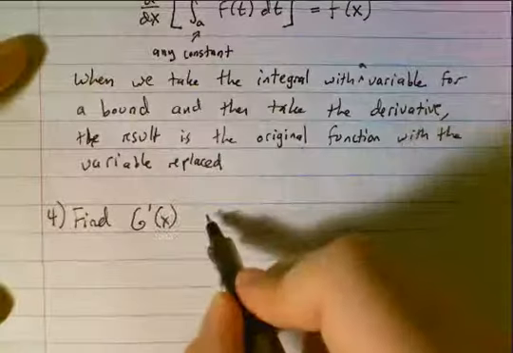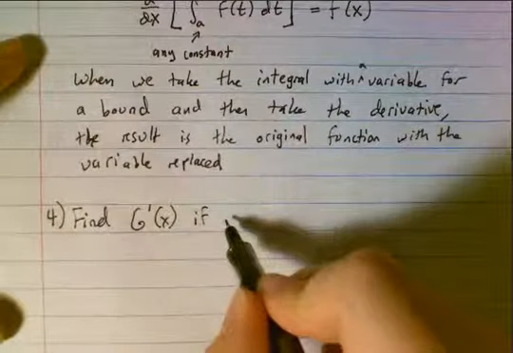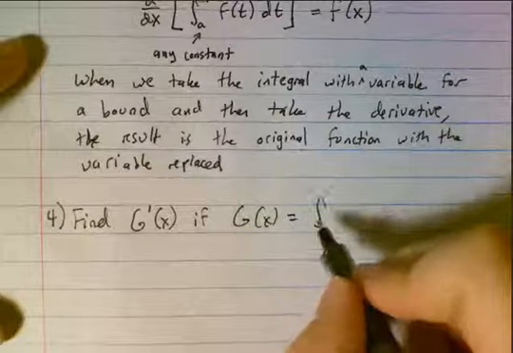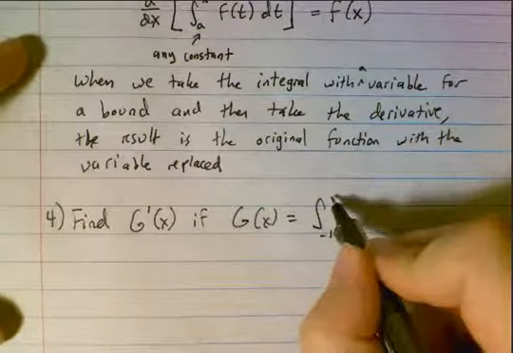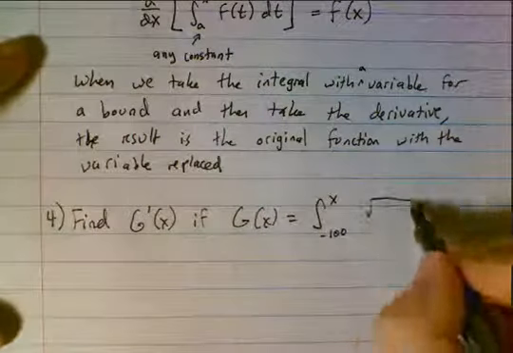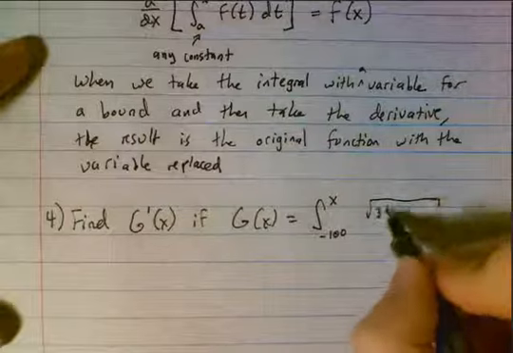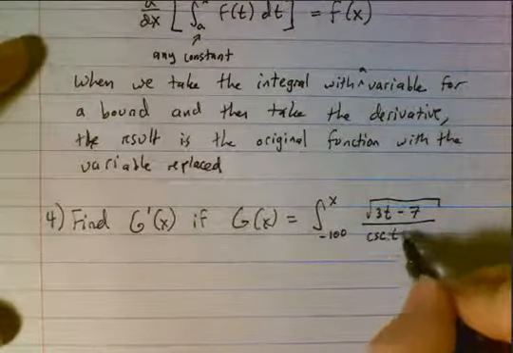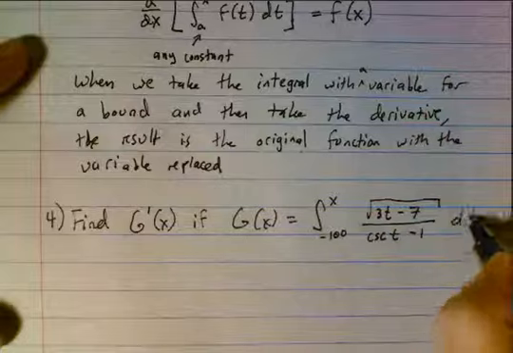Find the derivative of g of x, if g of x equals the integral from negative 100 to x of root 3t minus 7 over the cosecant of t minus 1, with respect to t.